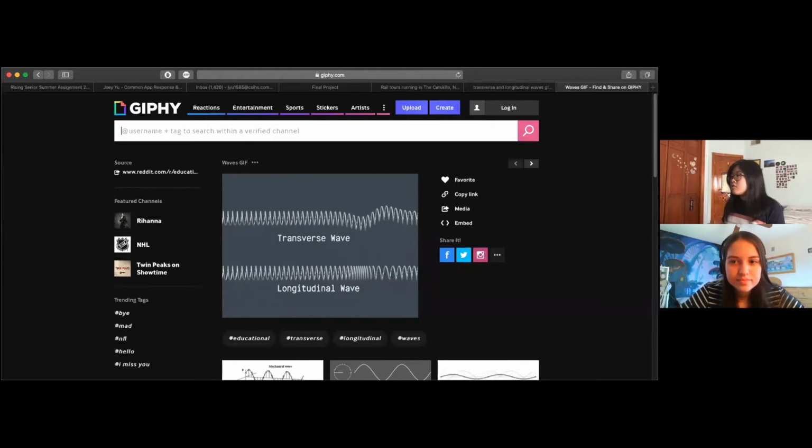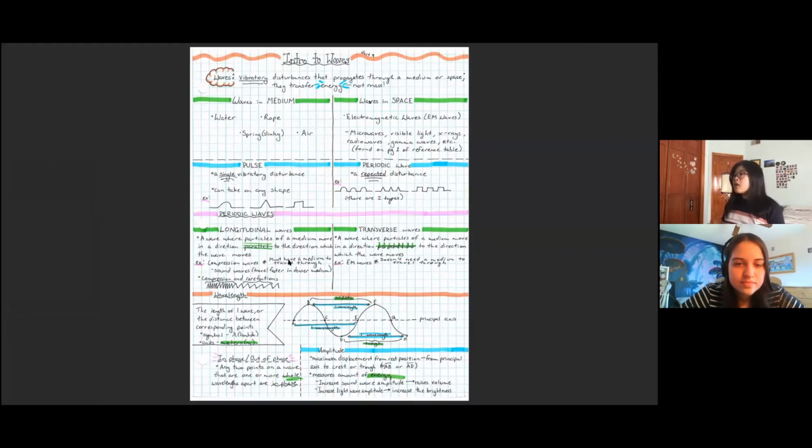In longitudinal waves, you can see this part. This part would be considered the compression, and the extended part here would be what is called rarefactions. So longitudinal waves must have a medium to travel through, while transverse waves don't need a medium.